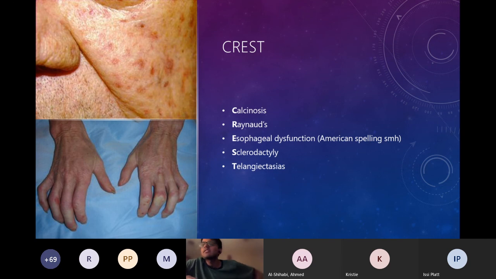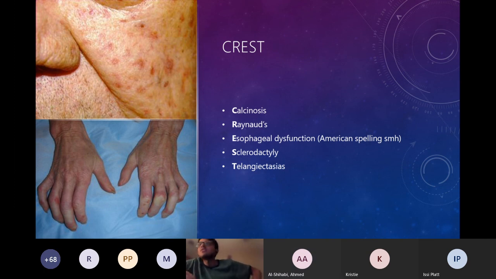CREST, what does C stand for? This is where you get to interact. Calcinosis. So if you can see the fingers, bits of the fingers have gone nice and white for us. That's calcinosis.